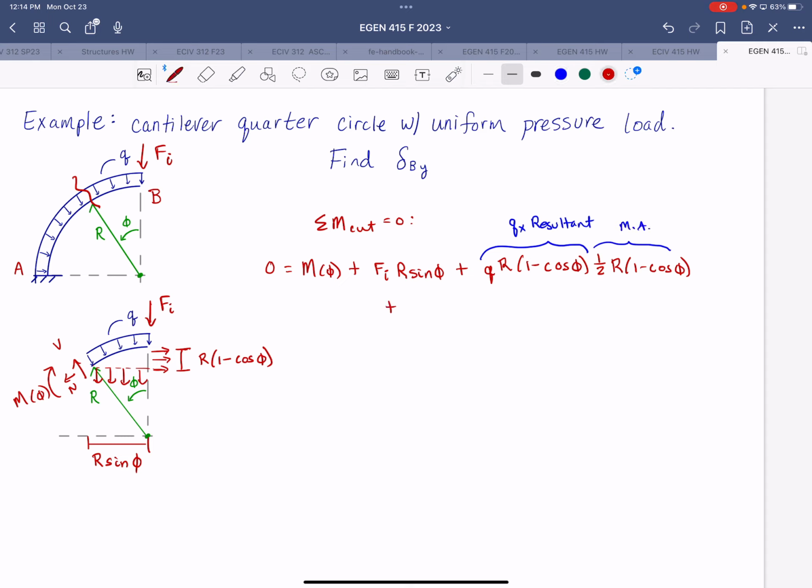And then we also have the vertical component of Q. So QY will be Q times R sine phi. And that moment arm will be R sine phi over 2.